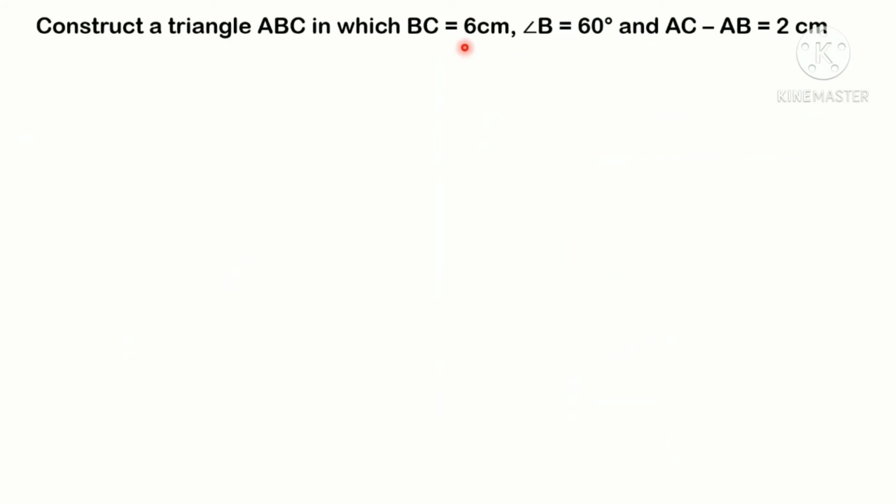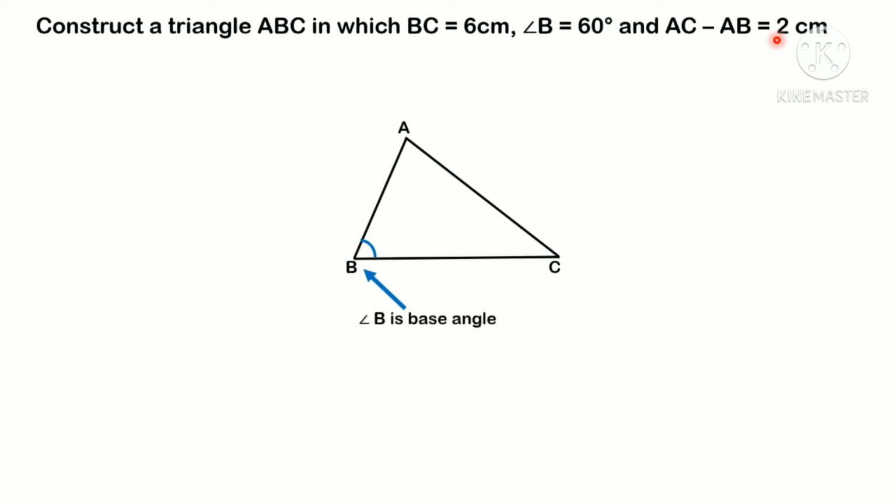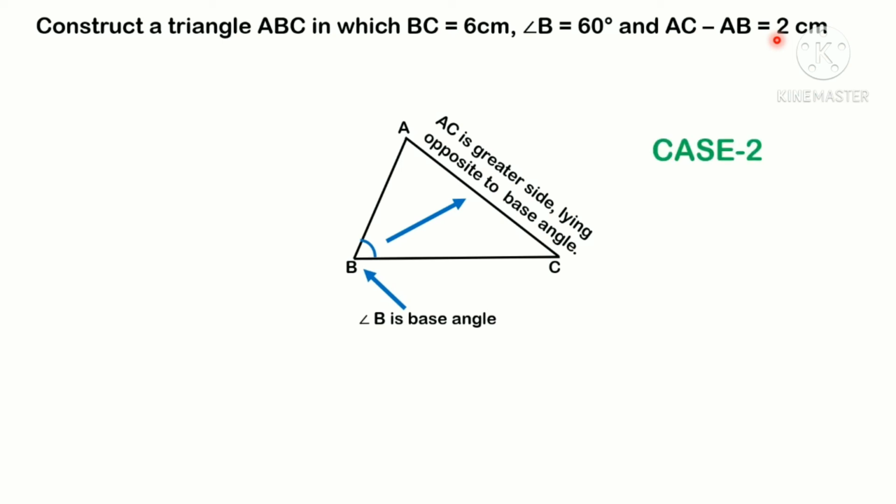We are having this question in which base BC is given, angle B is 60 degree, and AC minus AB is given. So we'll draw a rough figure quickly. Base BC, whatever measurement, then the base angle, and we'll roughly complete the figure as per the given question. Since AC is greater than AB, angle B is the base angle, and opposite to it is the greater side AC. So this is case 2. How should we proceed further? Let's see.